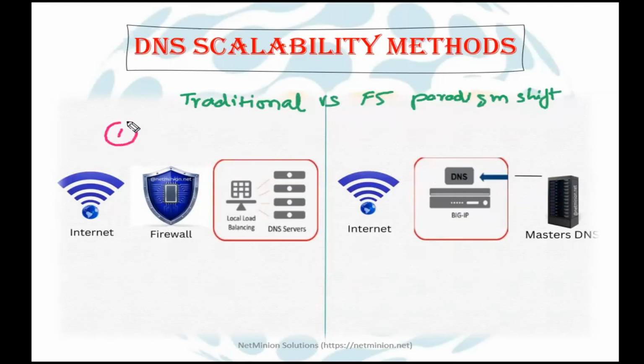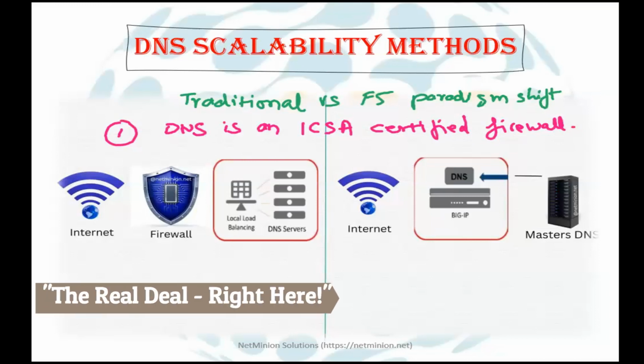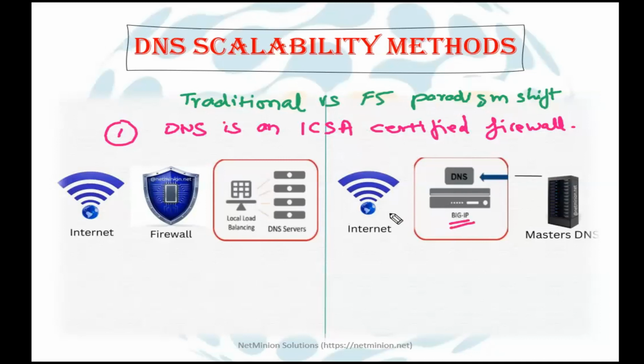This is a very important question, a very important understanding you should have: F5 DNS is an ICSA certified firewall. ICSA means International Computer Security Association. It tests and certifies many products, like those used to protect computers, control software, antivirus, firewalls, cryptographic products, intrusion prevention systems, and a lot of them. Here, DNS doesn't require any firewall because it is an ICSA certified firewall. This point is very important. Is it clear to everybody?